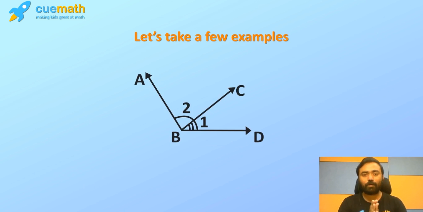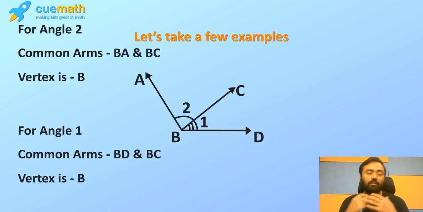Now, in this example, we have been given two angles, angle 1 and angle 2. If you look at the arms of angle 2, they are BA and BC, and the vertex of angle 2 is point B. Similarly, for angle 1, the arms are BD and BC with the vertex B. Now for these two angles, we have a common arm, that is BD, and we have a common vertex, that is B. But if we look at the non-common arms, they are present on the same side of the common arm.